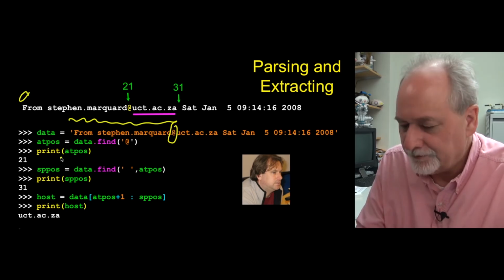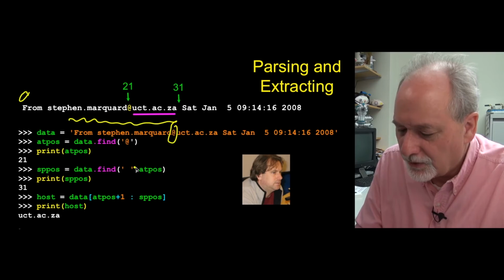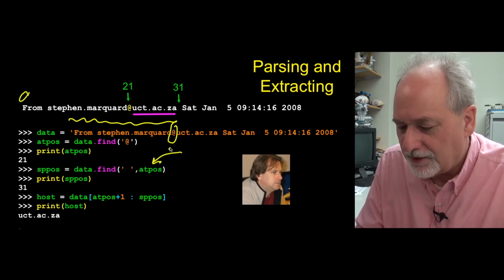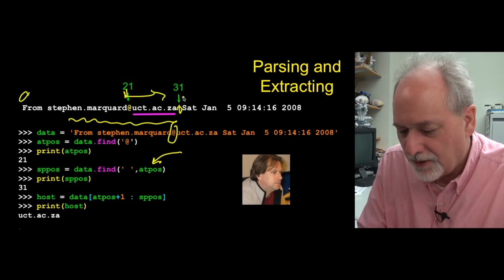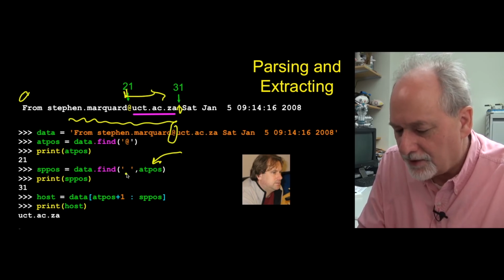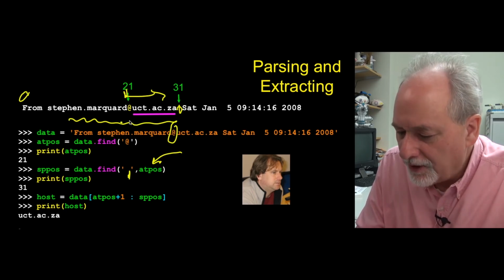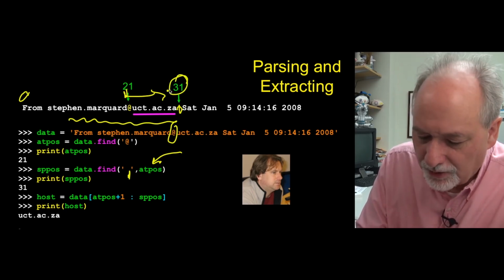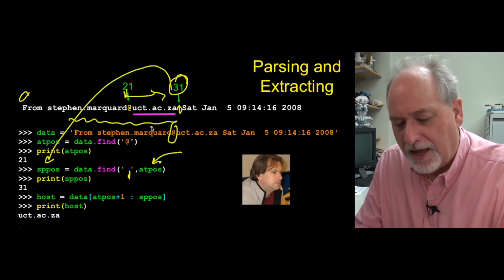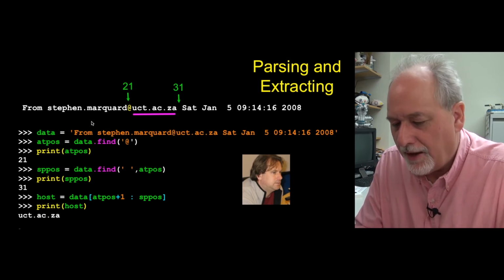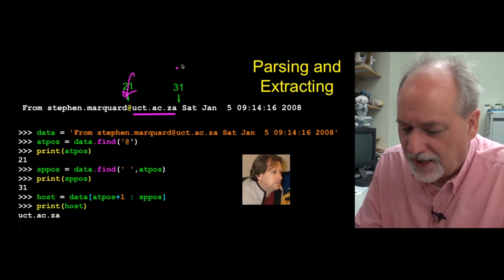Then we're going to look for the next space after the @ sign. So we start at the @ sign and tell find to start here and look forward until it finds a space. So data.find, look for a space starting at the position of the @ sign, and that'll be in position 31. So 31 is what we get in the space position. Now we have in two variables the position of the @ sign and the position of the space after the @ sign.